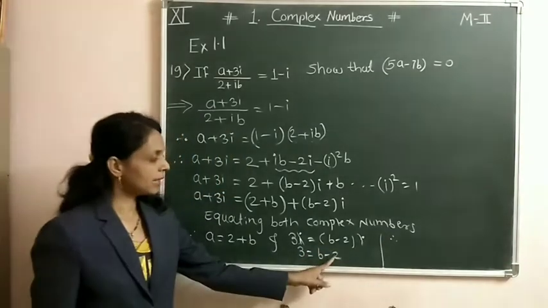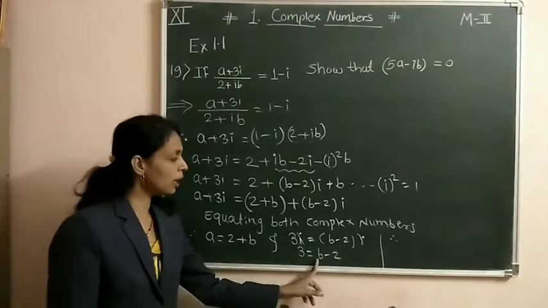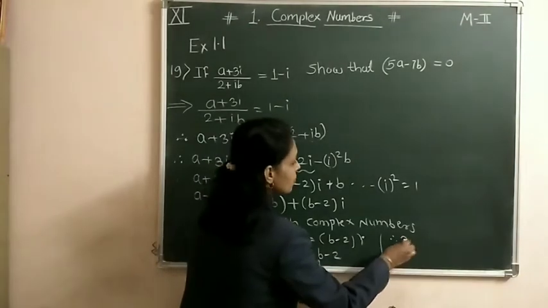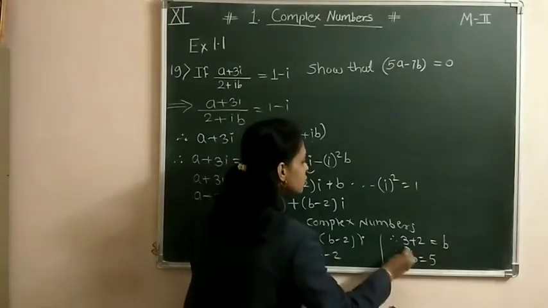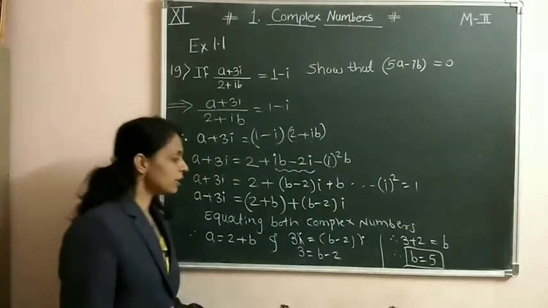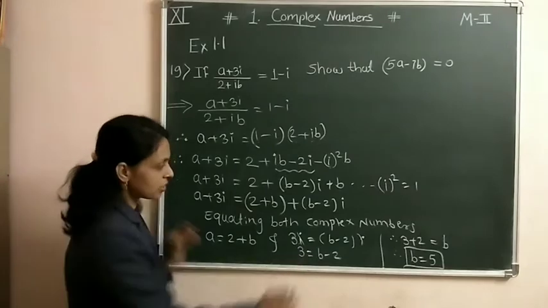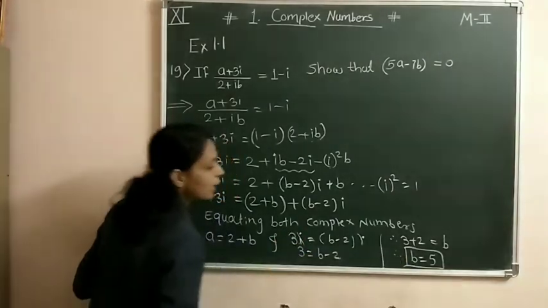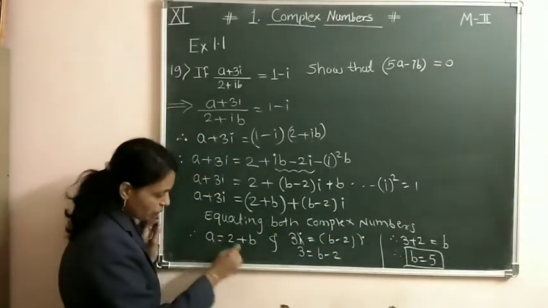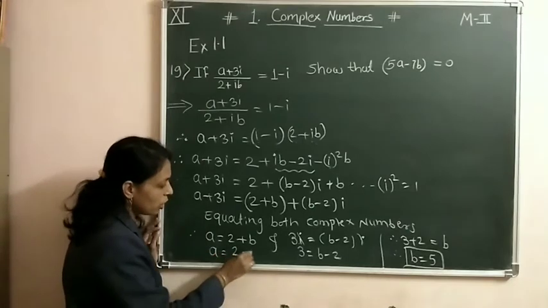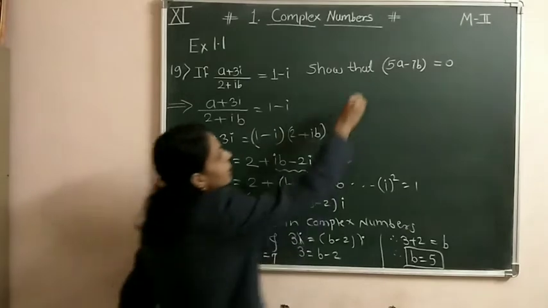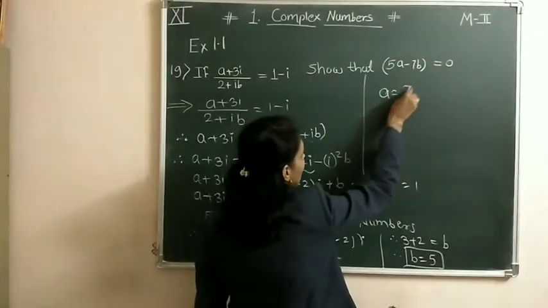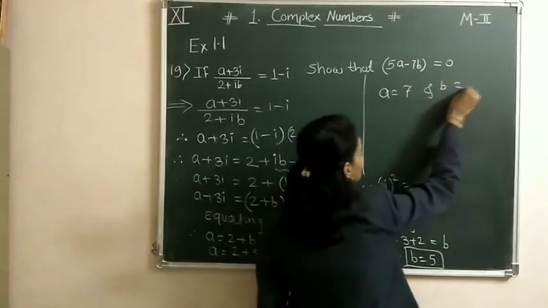Therefore, take this 2 to this side, so it becomes 3 + 2 is equal to b. Therefore, the value of b is 5. See students, when we solve this, we get b is equal to 5. Now put this value 5 in this equation: a is equal to 2 + 5 is equal to 7. So we get the value of a as 7 and b as 5.